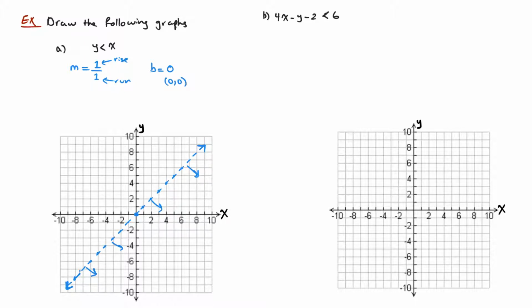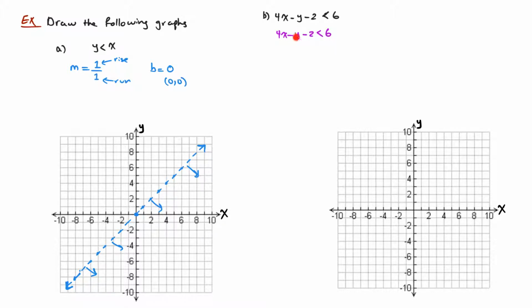Now the next one is saying that 4x minus y minus 2 is less than 6. This is not in a form that I can easily graph. I will have to either change this into general form and find the x and y intercepts, graph the line, and find out which way to shade, or I can just change this into y is equal to mx plus b format, which is exactly what I'm going to do. So I'll write it again. 4x minus y minus 2 is less than 6. To get it into y is equal to mx plus b format, I will need to rearrange for y. So I'm trying to isolate for y over here.